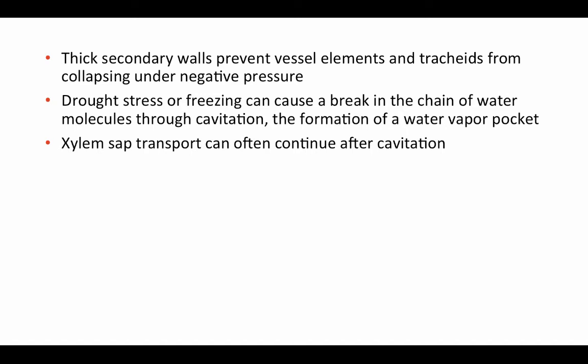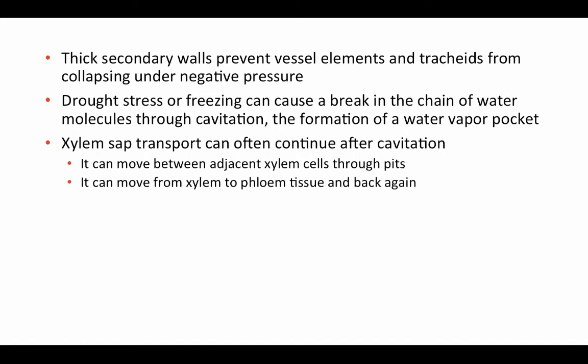So xylem sap transport can often continue after these cavitation events by moving between adjacent xylem cells through the pits. So remember, the tracheids have these little pits along their length. If the water leaves through those pits and goes into an adjacent tracheid, it can continue moving up and around that cavitation bubble. There's also some recent evidence that suggests that xylem sap can move between xylem and phloem to be able to circumvent these cavitation bubbles.